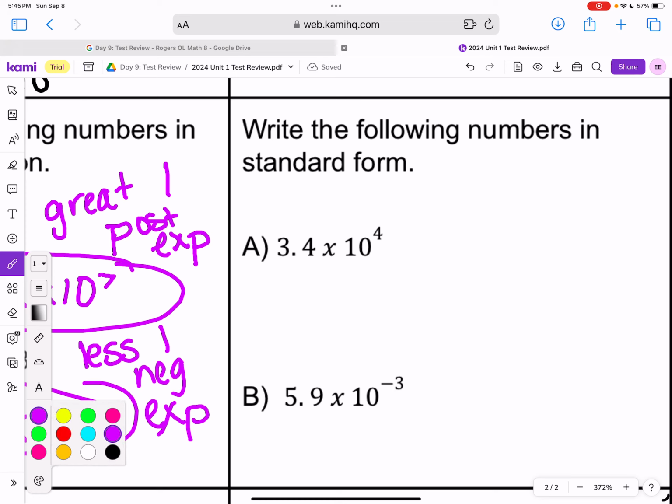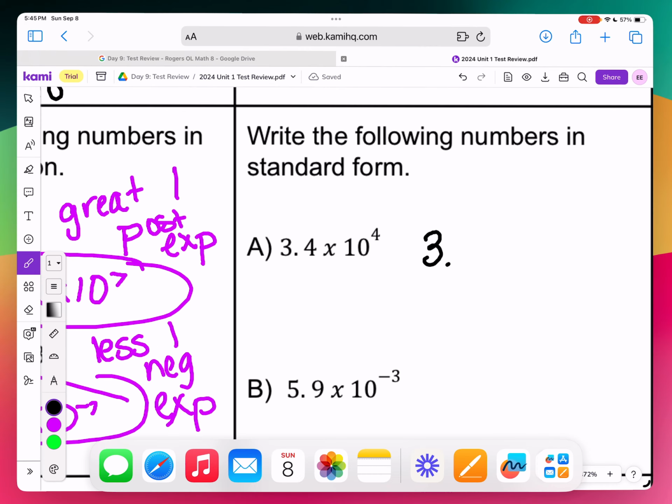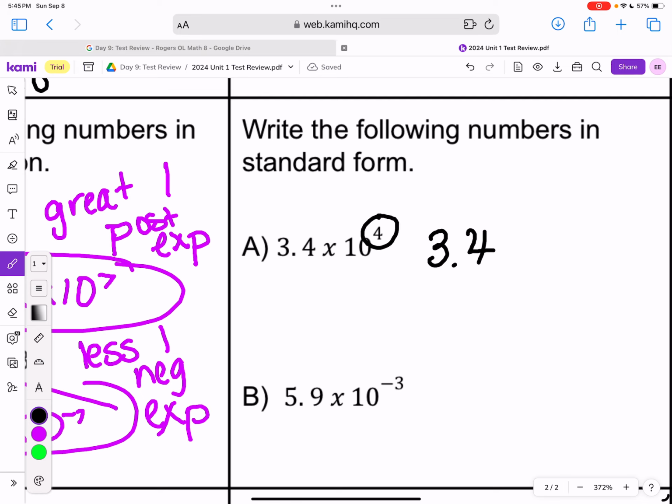So 1, 2, 3, 4. So your decimal is going to end right here, and then you're going to replace those empty slots with zeros. So you're going to get 3, 4, and then 3 zeros after, which gives you 34,000.